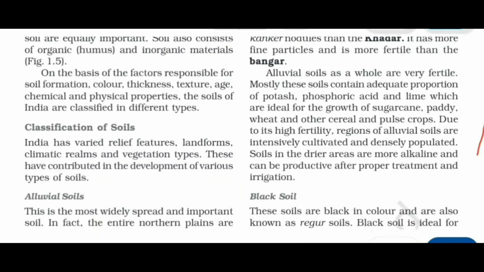It has good proportion of potash. It has good proportion of phosphoric acid. It has good proportion of lime. So these three chemical proportions you need to keep in mind. It has potash, it has phosphoric acid, it has lime. Okay, so it is good for crops like paddy. Paddy means rice, then sugarcane, wheat, almost all important cereal crops, all important pulse crops. Pulse means all the dals which we eat.